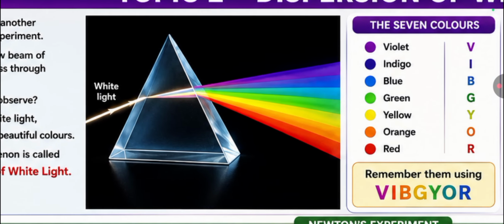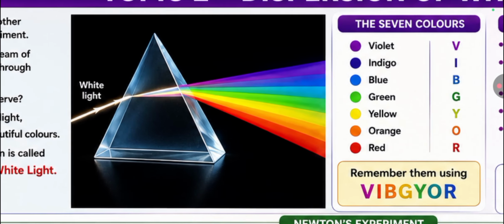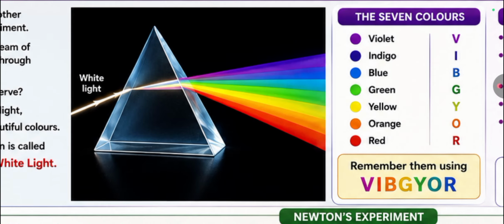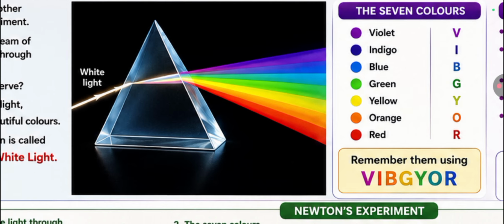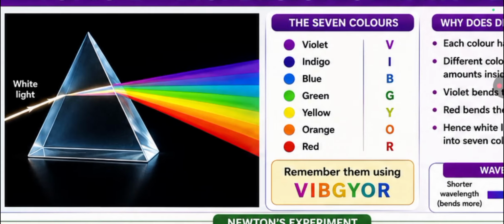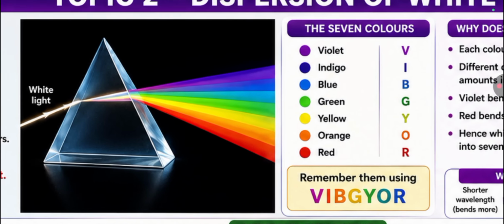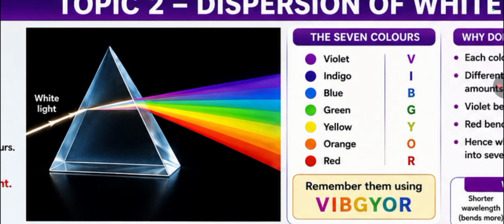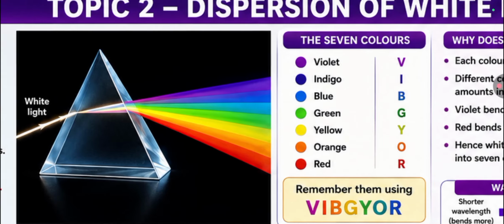What are the colors? That is called VIBGYOR. In VIBGYOR, V indicates violet, I indicates indigo, B indicates blue, G indicates green, Y indicates yellow, O indicates orange, and R indicates red. We have to remember it in shortcut as VIBGYOR.